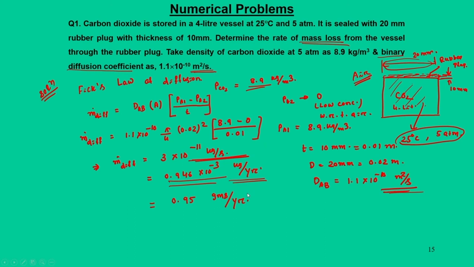So, diffusion or mass loss from the vessel is almost negligible through this diffusion process, and that we also said, very rightly, the molecular diffusion process is a very slow process, and this problem demonstrates the same concept. But in some sense, if you want to find the concentration of CO2 and the mass loss, in some situations, if it is a very costly gas, or a gas which needs to be kept for a long time, then this loss can be a very vital task.